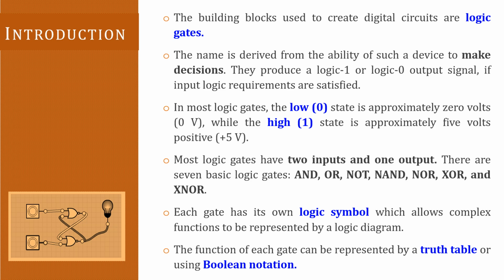And there are 7 basic logic gates: AND, OR, NOT, NAND, NOR, XOR, and XNOR. Each of these gates has its own logic symbol, which allows complex functions to be represented by a logic diagram. And the function of each gate can be represented by a truth table or using Boolean notation.